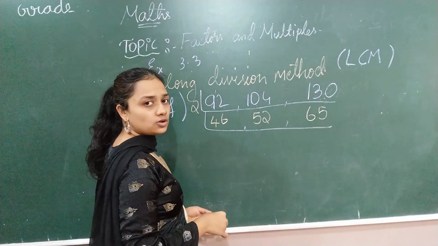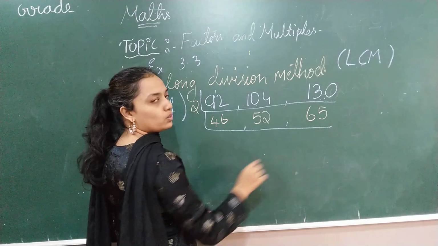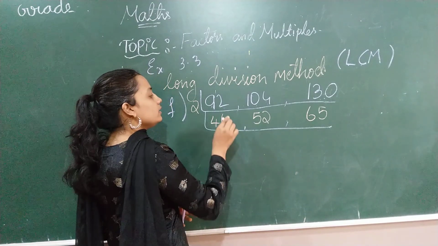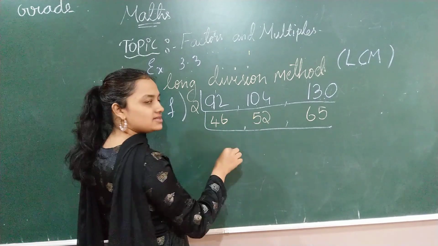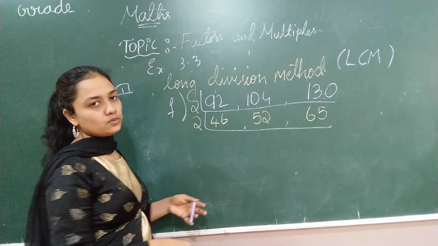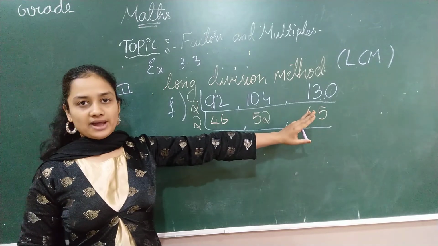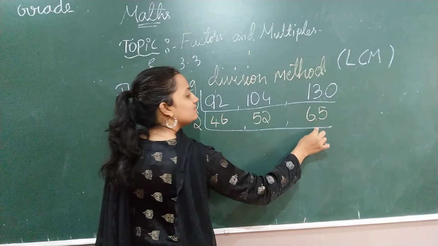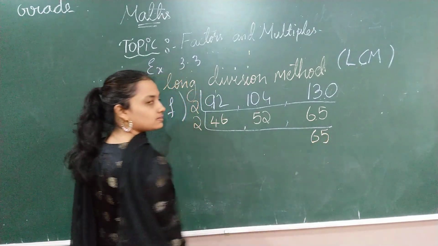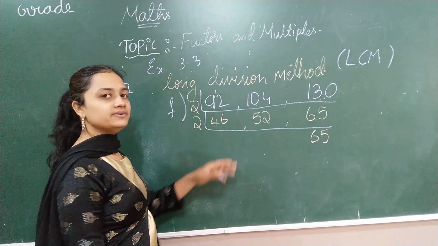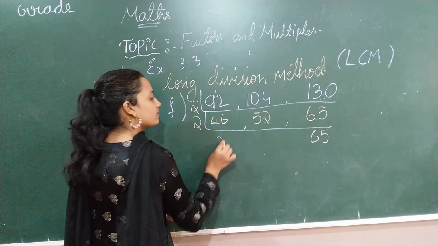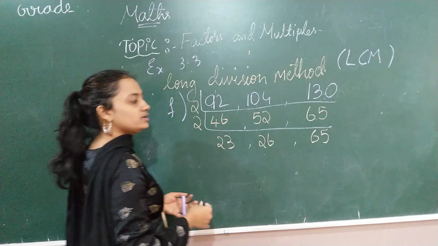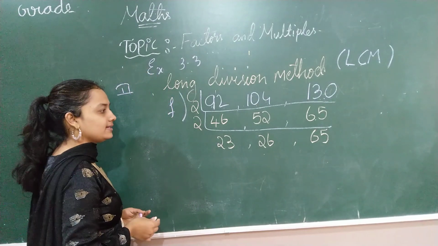What is the condition to stop? I should get 1, 1, 1 everywhere. Till then, I keep on dividing. You can see 46 and 52 are even numbers which can be divided with 2, but 65 cannot be divided. If it is not divided, no problem. Which is not divided will be written as it is down. Which can be divided, we will divide and write the answer. So divided, wrote my answer.